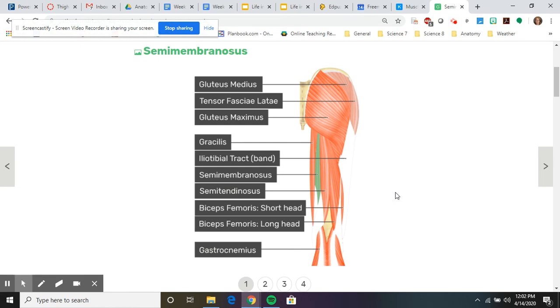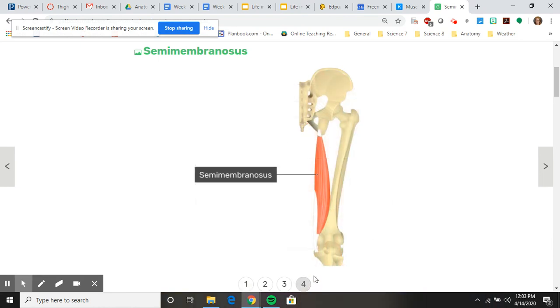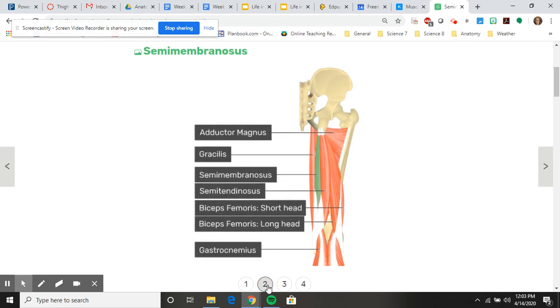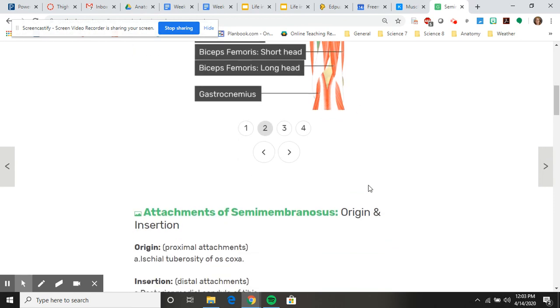Finally, we'll end up on the semimembranosus. Let's get some more muscles in the picture. So this is also next to the bicep femoris. Looks like it's going to be under and more medial to the semitendinosus. So in this picture, we have the semitendinosus here, the bicep femoris here, but hiding over here next to the gracilis is the semimembranosus.